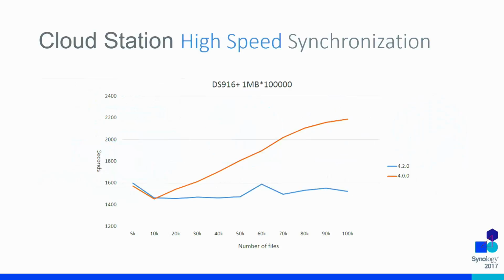We've also optimized CloudStation in the latest version. When DSM 6 came out, we released CloudStation 4. That is the orange line. What you're looking at here is how long it takes to sync 100,000 files. In the previous version, as you added more files, the synchronization time would take longer and longer. Now we've optimized our CloudStation engine, so as you continue to add files, the synchronization time pretty much stays the same. What that means is it's the size of the files that matters more than the number of files that you have. So this is a nice usability improvement that we are introducing with this latest version.